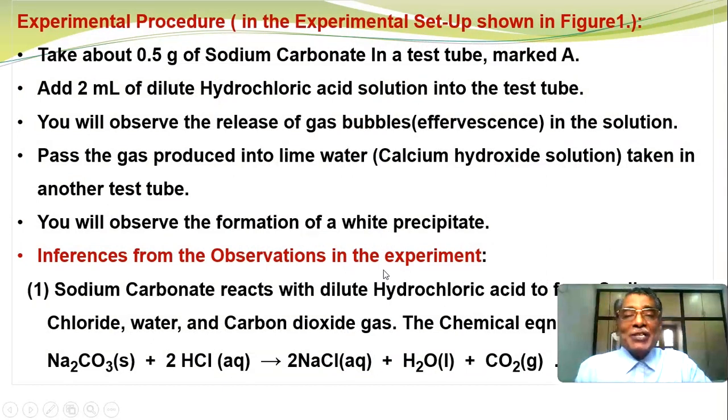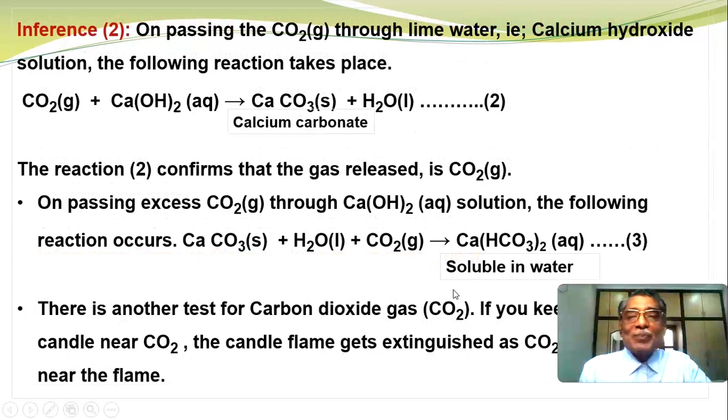Inferences from the observations in the experiment. Sodium carbonate reacts with dilute hydrochloric acid to form sodium chloride, water, and carbon dioxide gas. The chemical equation is given below. Na2CO3 solid plus 2HCl aqueous gives rise to 2NaCl aqueous plus H2O plus CO2 gas.